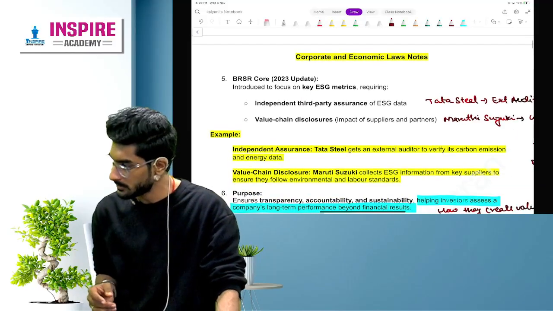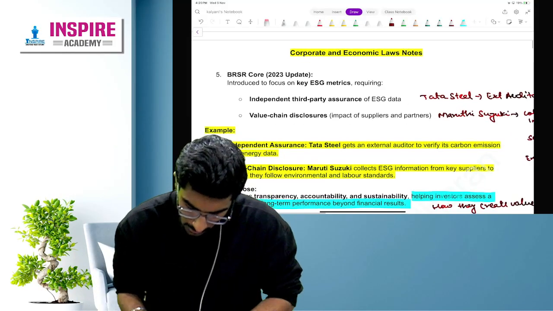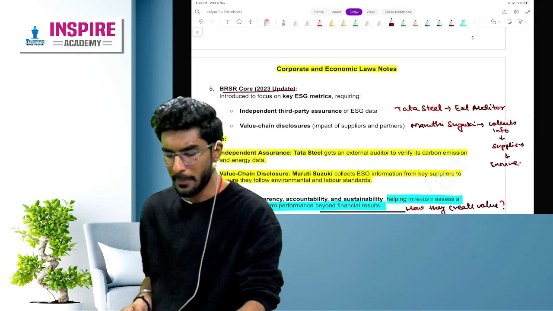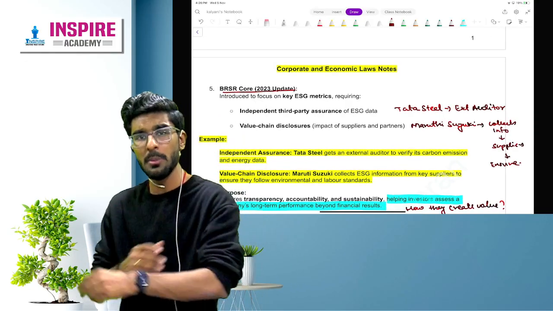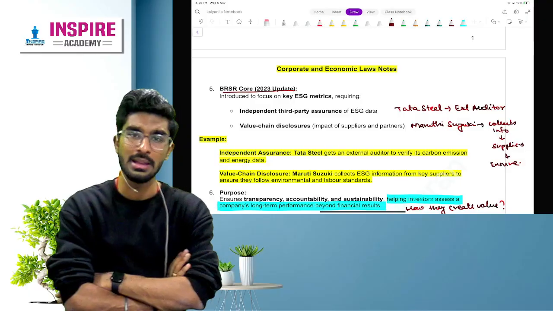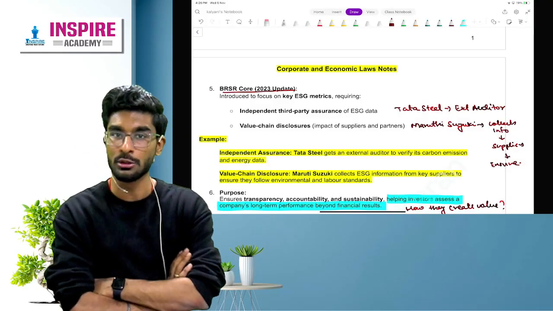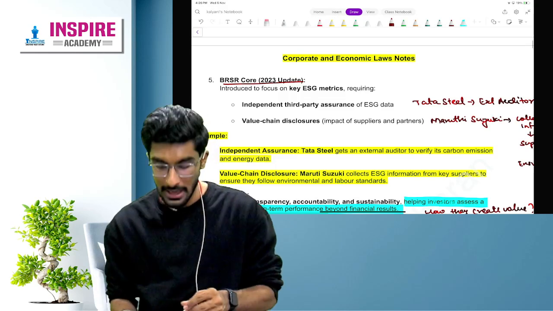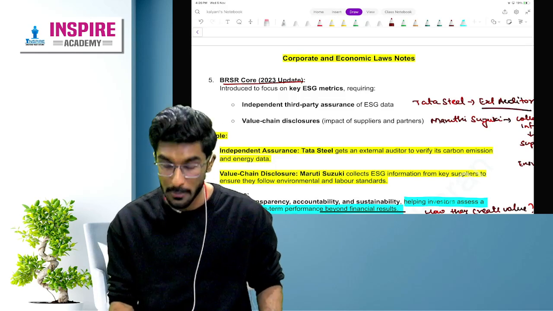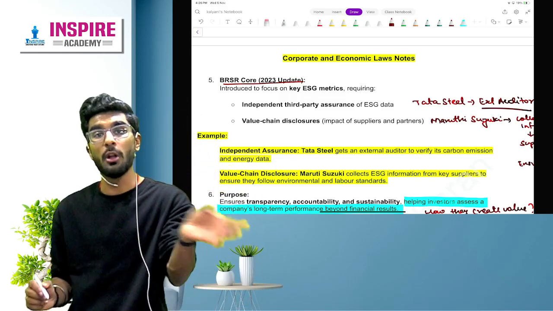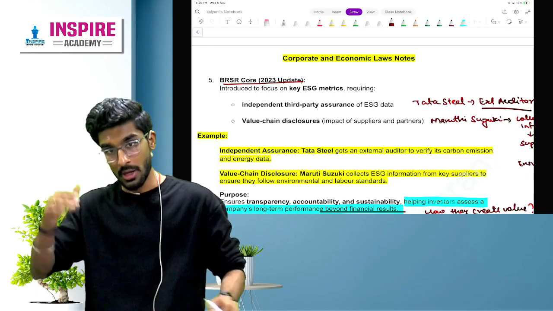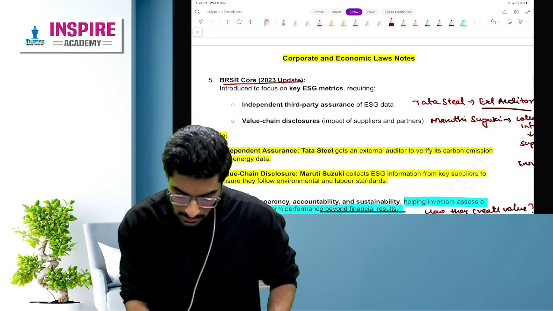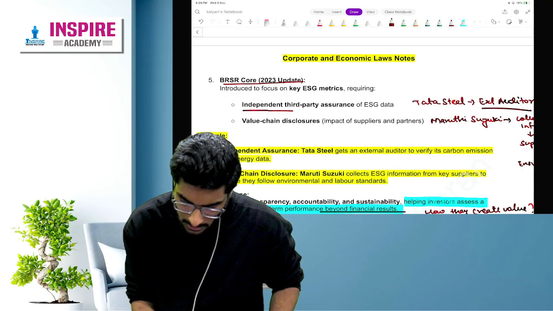And then people, BRSR core. What is the meaning of BRSR core, people? If a company is preparing its BRSR report, now the important question is, what is the guarantee that the company is actually telling the truth? Yes or no? So for that, the company can hire an external auditor. The company has to hire an external auditor to make sure that whatever reporting they are doing is actually true. Yes or no? And that is called independent third party assurance.